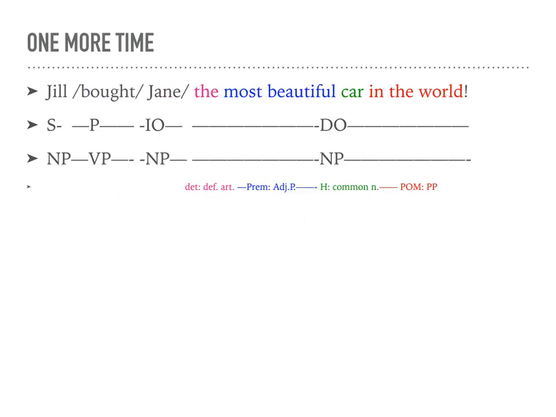So if we look at it one more time, I want to go to the very beginning and show you exactly what you would be expected to know. So in this sentence here, we have Jill bought Jane the most beautiful car in the world, and we have subject, predicator, indirect object, and direct object. Then we have noun phrase, verb phrase, another noun phrase, and another noun phrase. Now, we then have here at the bottom that we would write it as the, determiner, definite article. Pre-modifier is an adjective phrase because the word is beautiful. We have the head, which is a common noun. And we have a post-modifier, in the world, which is a prepositional phrase.